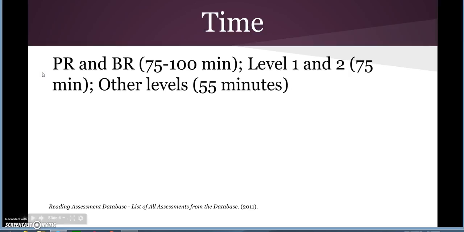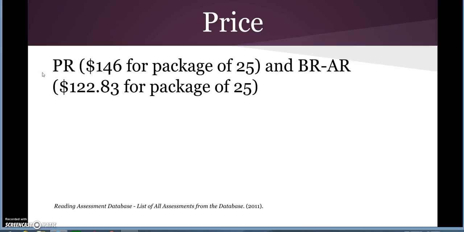The time constraints. Depending on what book you have will depend on how much time it takes. This is one of the drawbacks of this program, that it is pretty time heavy. If you have PR and BR, those programs, it's 75 to 100 minutes. If it's level 1 and level 2, it's 75 minutes, and all the other levels are 55 minutes in length. So it can be pretty timely.